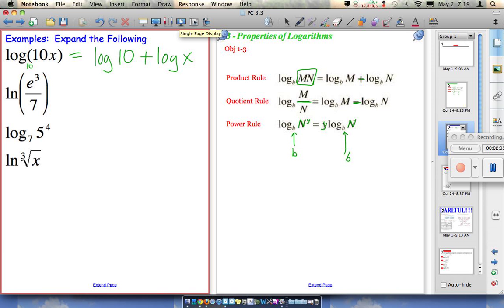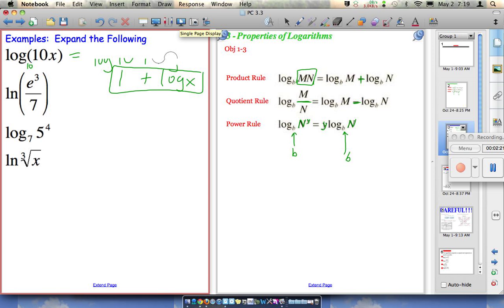Now the good news is I know what log of 10 is. Log of 10 is 1. So this is really 1 plus log of x. I have expanded and even simplified. And that's my first solution, my first example.